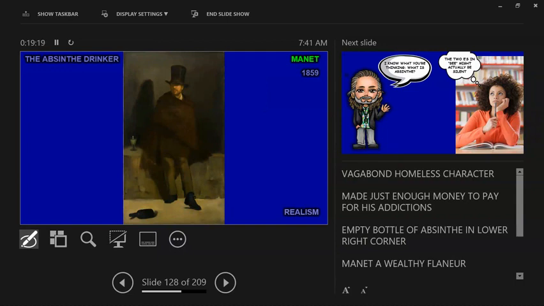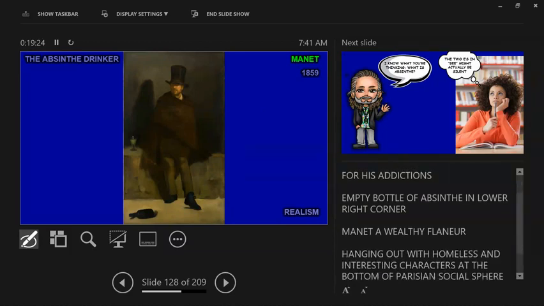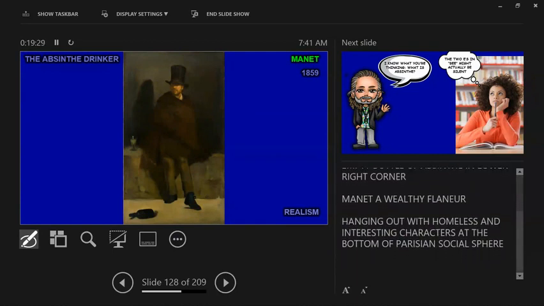It's alcohol, right? And drinking. And his favorite thing to drink is absinthe, which I will talk about in a second. The empty bottle of absinthe in the lower left-hand corner, and Manet is a wealthy flaneur. I already talked about that. So like I said, he was born rich, but he likes to pretend to be poor. He hangs out with the lower class of people because it's interesting to him. It's exciting for him. He's bored of the rich people that he was born into.